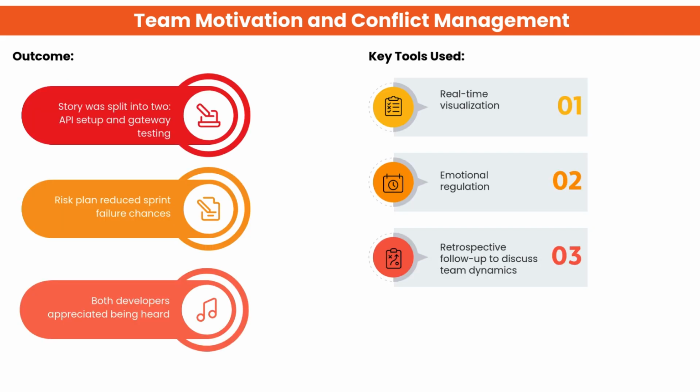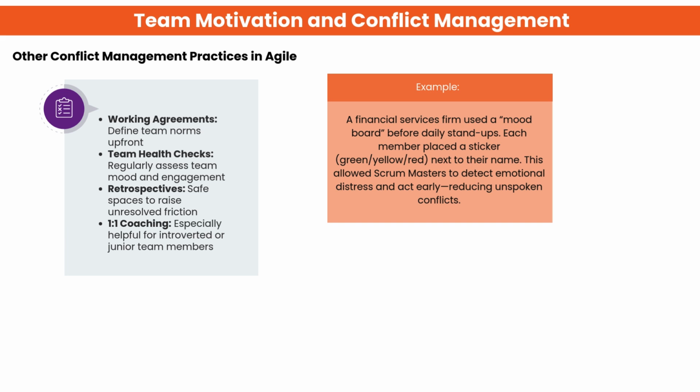In this slide, we see the outcome of the conflict resolution. The story was split into two clear tasks: API setup and gateway testing, which reduced complexity and risks. A risk plan lowered sprint failure chances, and both developers felt heard, improving trust. The Scrum Master used three key tools: real-time visualization, emotional regulation, and a retrospective follow-up to strengthen team dynamics and prevent future conflicts. Conflict is normal in Agile teams.